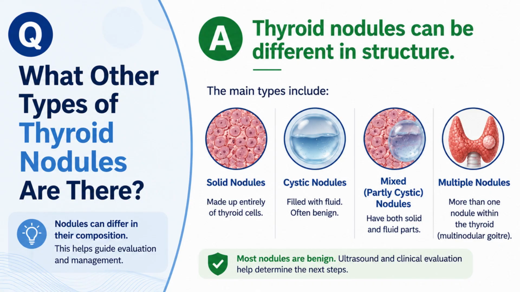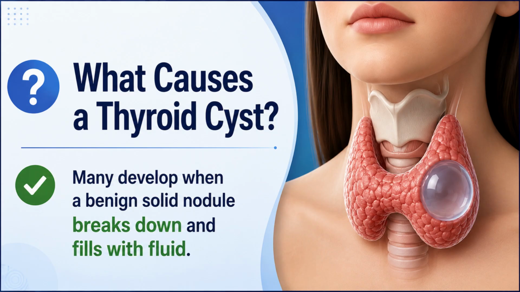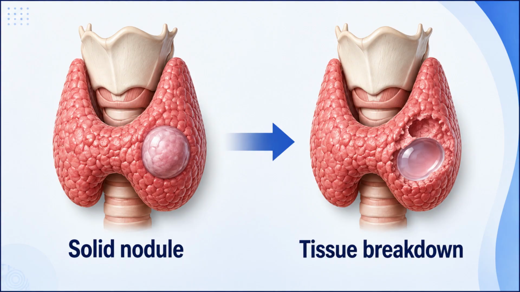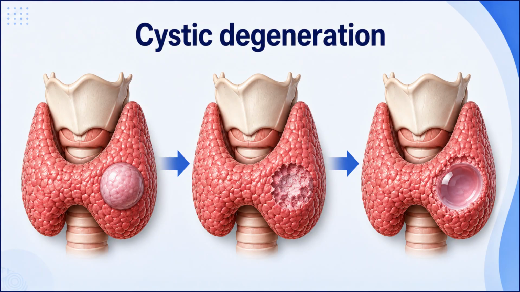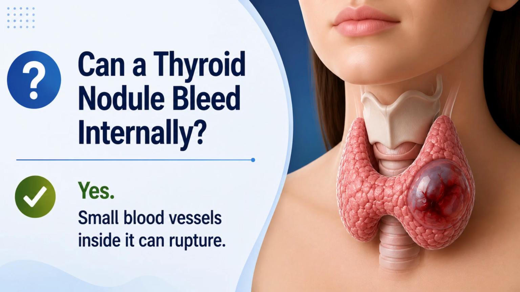This leads to another common question: what causes a thyroid cyst? Many people imagine that a thyroid cyst begins as a simple pocket of fluid. However, many thyroid cysts begin as solid benign nodules. Part of the solid tissue may later break down and become filled with fluid. Doctors may call this cystic degeneration. In simple terms, it means that part of a solid nodule has broken down and fluid has collected inside it. Small blood vessels inside the nodule may also rupture and bleed. This can make a thyroid lump suddenly become larger, tender, or painful.